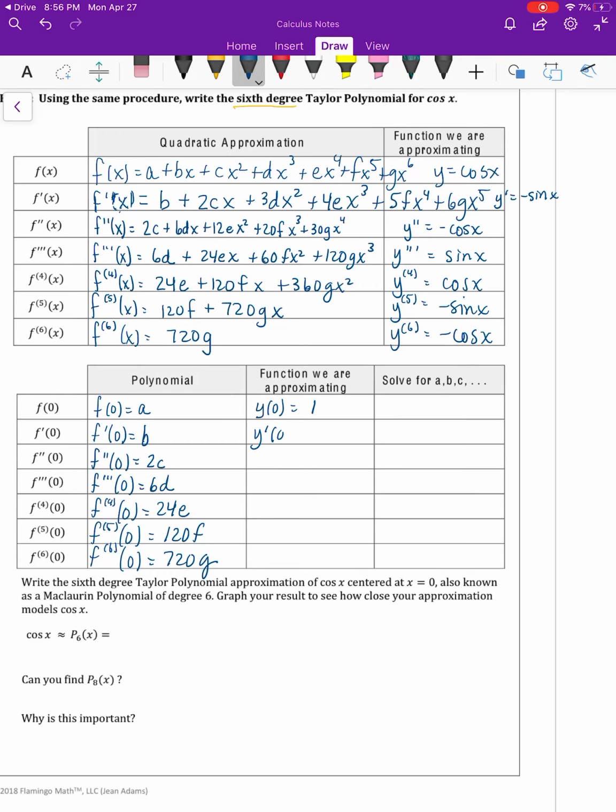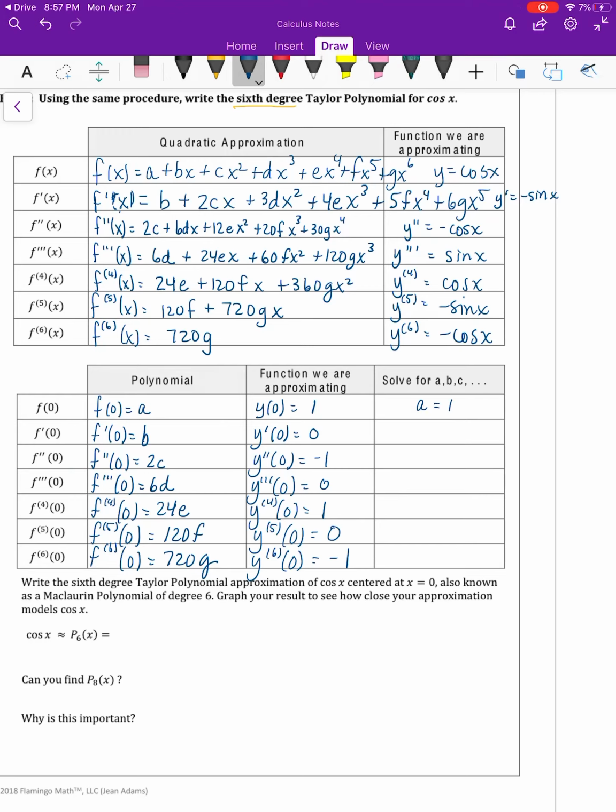So my cosine of 0 is 1. So over here, my negative sine of 0 is 0. My y double prime, negative cosine of 0, is negative 1. My third derivative, sine of 0, is 0. My fourth derivative at 0, cosine of 0, is 1. My fifth derivative at 0, negative sine of 0, that's 0. And my sixth derivative at 0, negative cosine of 0, is negative 1.